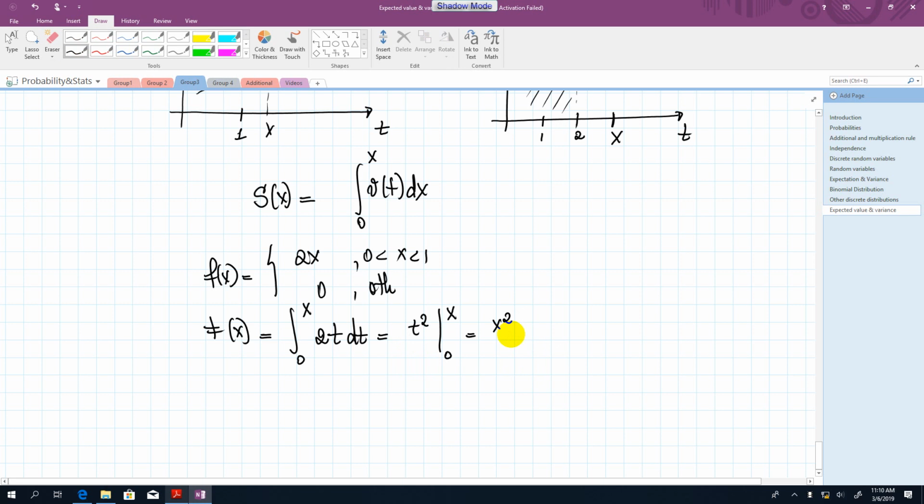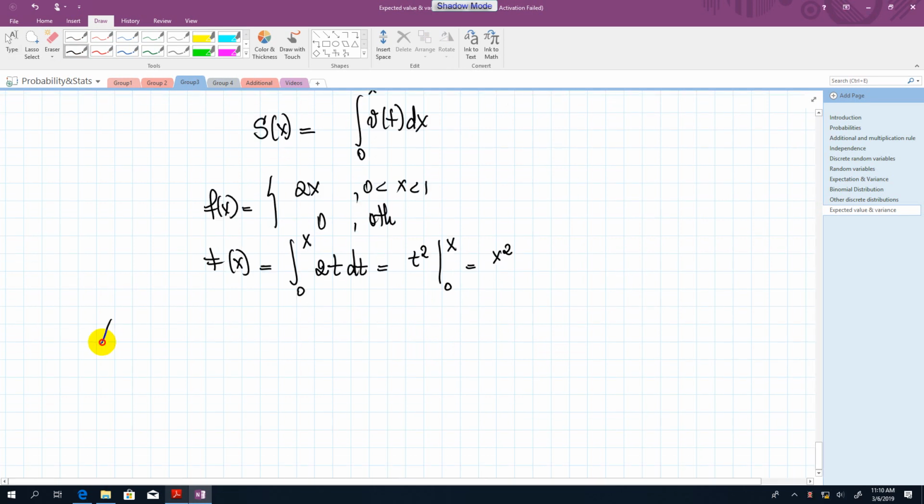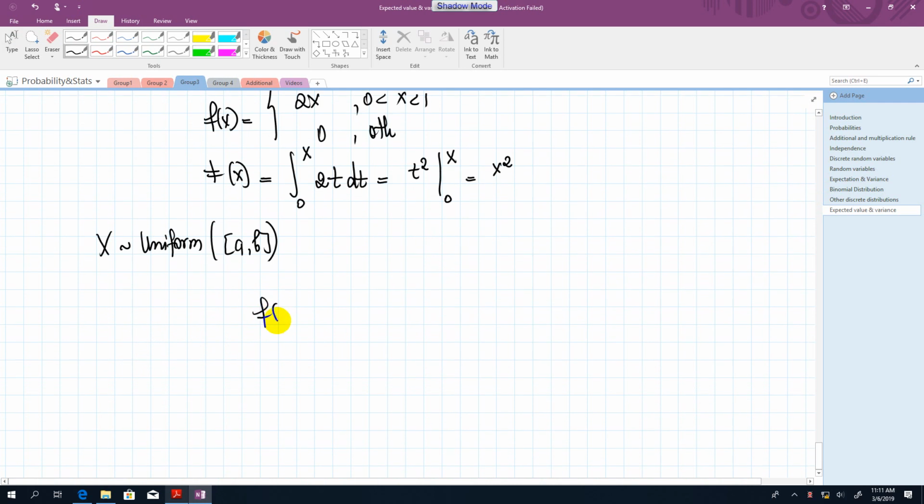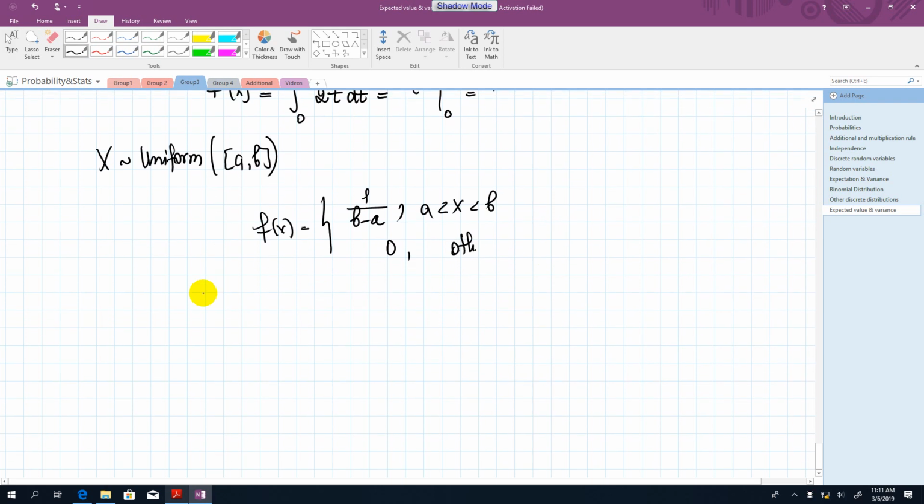What about the uniform distribution? So let's talk about this. If X has the uniform distribution between A and B, then its density function is equal to 1 divided by B minus A, if X is between A and B, and 0 otherwise. Now let us try to figure out geometrically what this means, the cumulative distribution function. So I will draw from A to B.